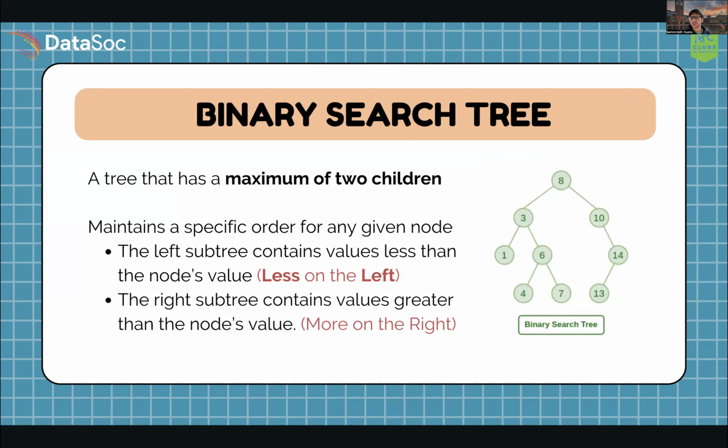A very easy definition of a binary search tree is that this tree always has a maximum of two children, right? And there is a golden rule you should always remember. A binary search tree needs to maintain a specific order, which is that the left subtree should always have lesser values than the original node value, and the right subtree should always have greater values. A good trick to remember that is less on the left and more on the right. If you observe this example tree, the root node is 8, to the left all the values are lesser than 8, and to the right all the values are greater than 8.